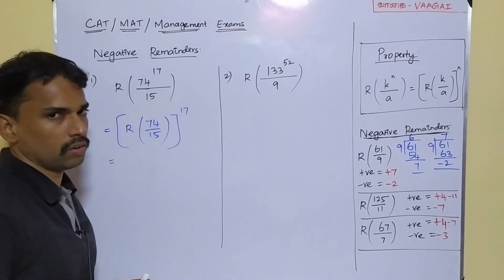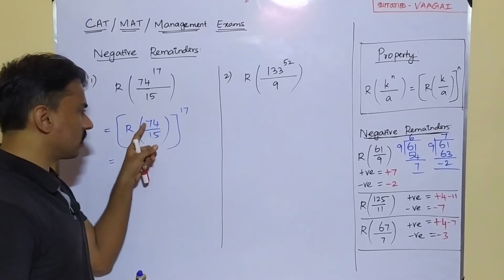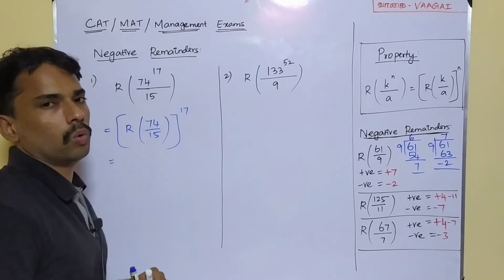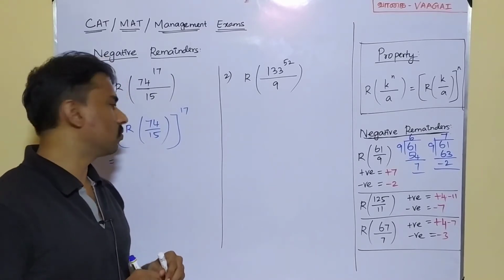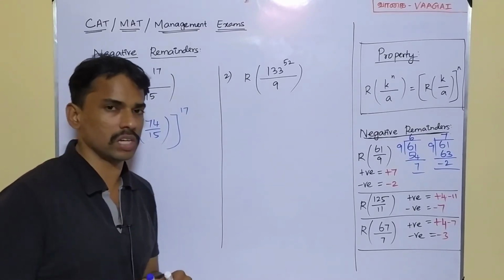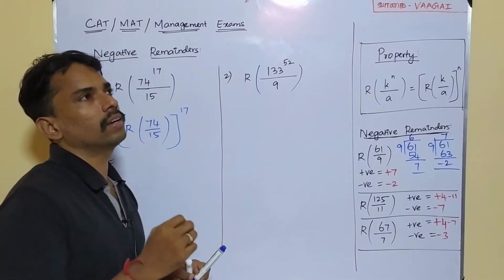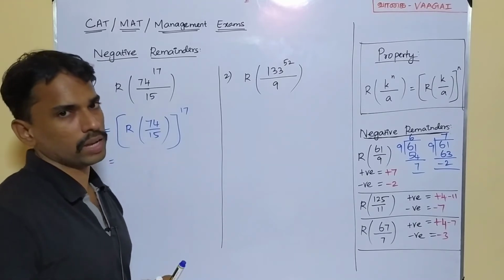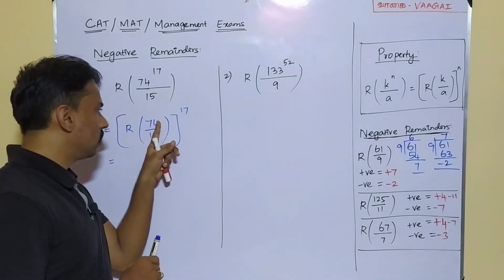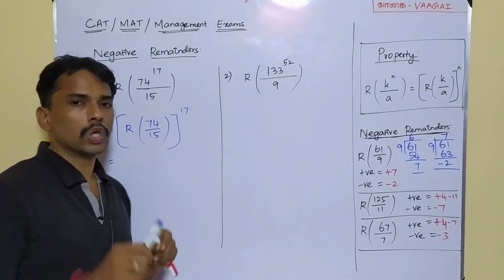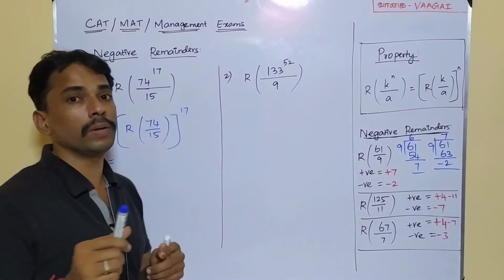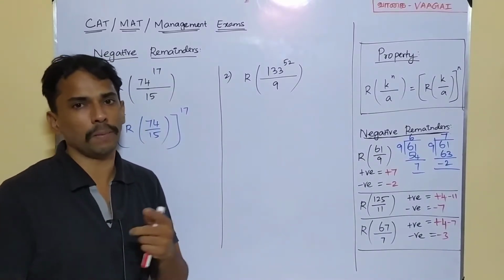Now try to divide this 74 by 15. We can go up to 15 fours are 60, is it or not? So 15 fours are 60, and you will get a remainder of 14. So that means when you divide 74 by 15, you will get the positive remainder to be plus 14.